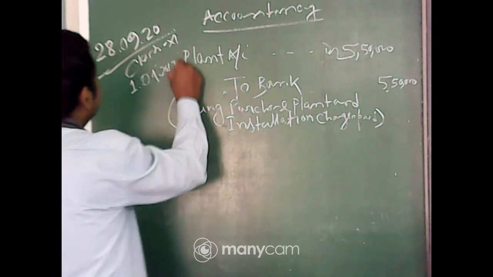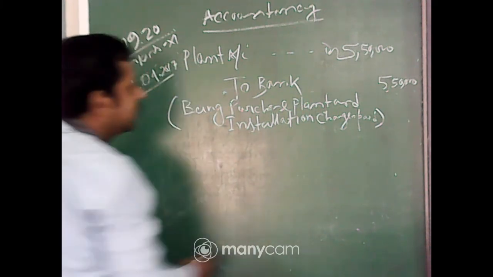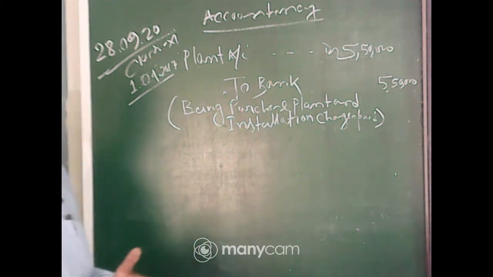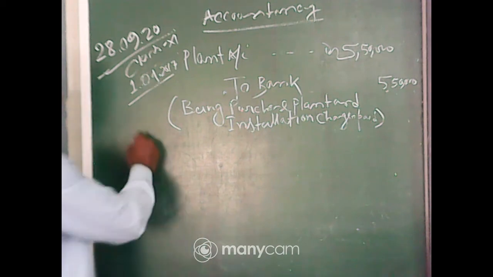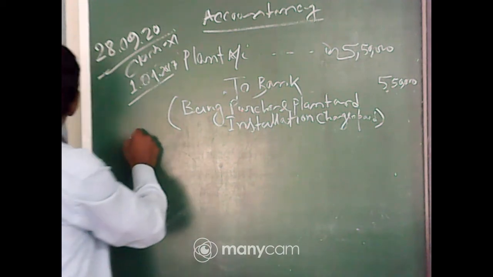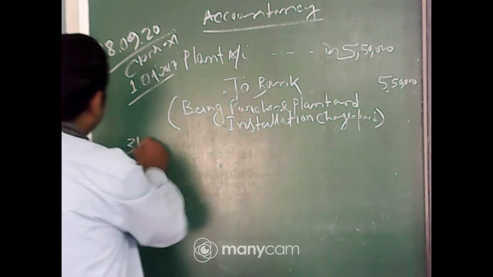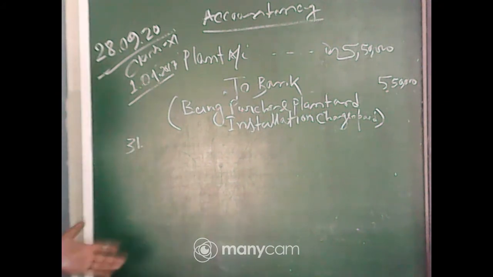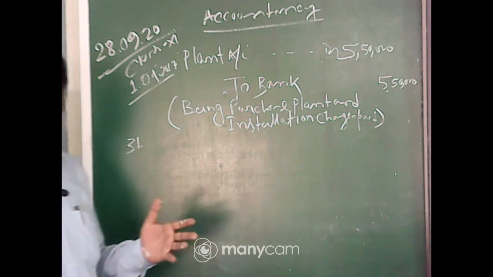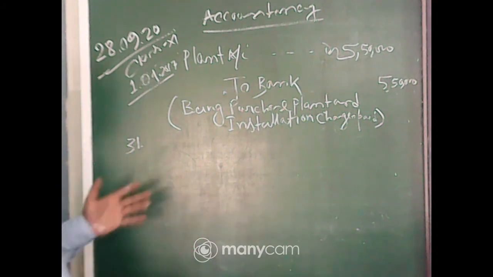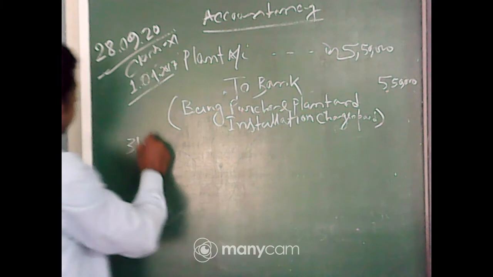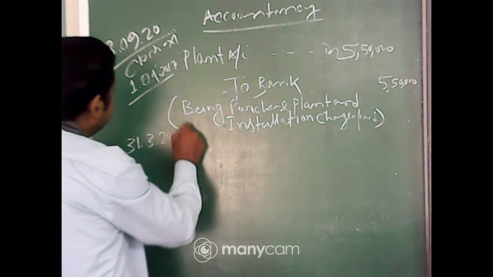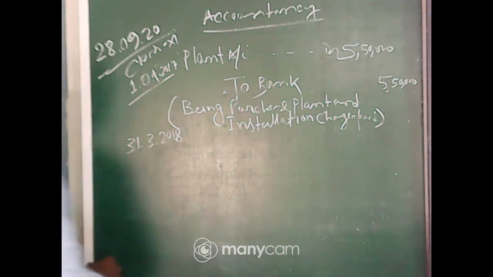1/4/2017. Now, there is no purchase in the middle of the year, so just come to the end of the year. Here you can see that the financial year has not been mentioned, so we will treat it as April to March. Now, 31st March 2018.